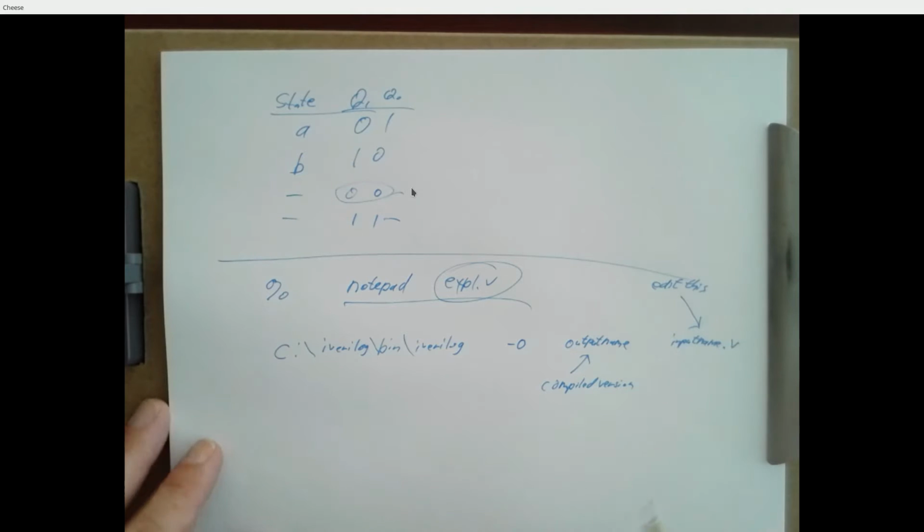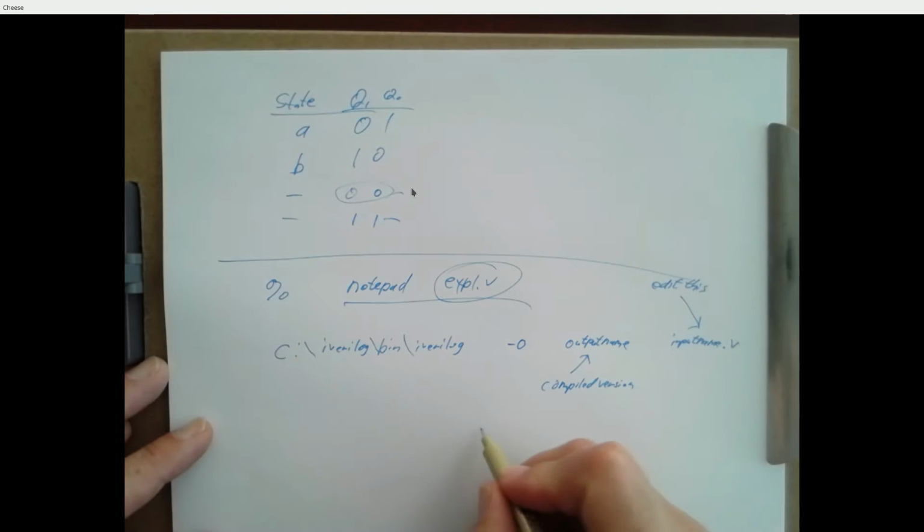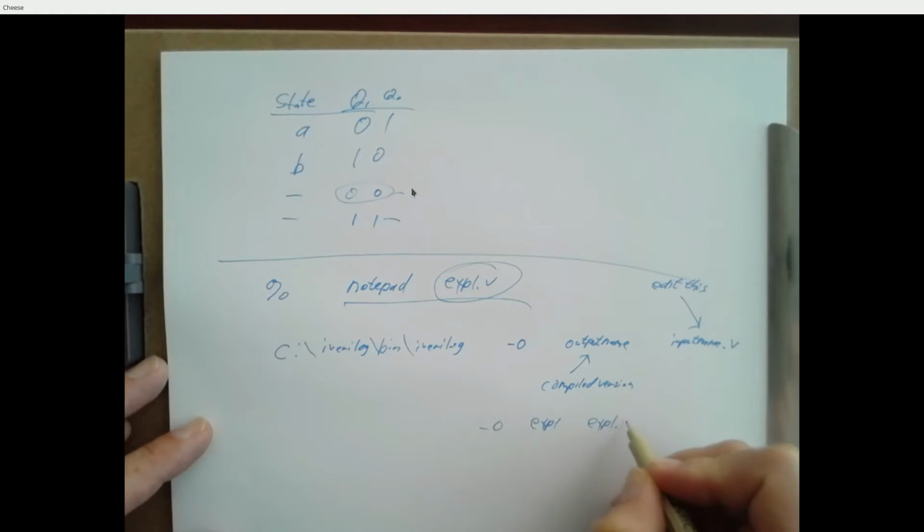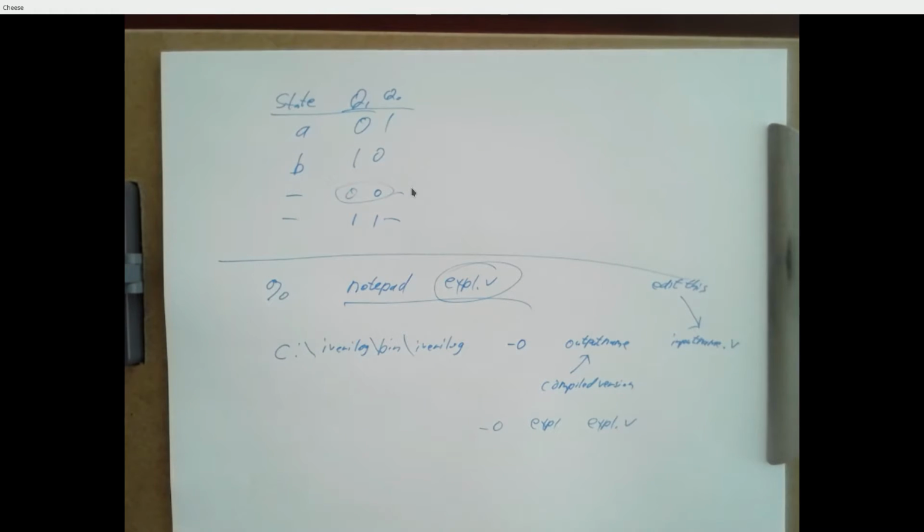Okay, so the typical example would be all of this stuff, -o experiment1, experiment1.v. And that'll create a file called exp1, which is the compiled version of your Verilog code.